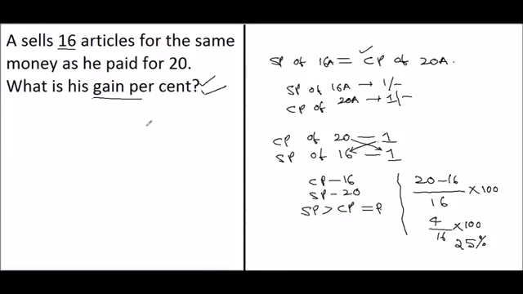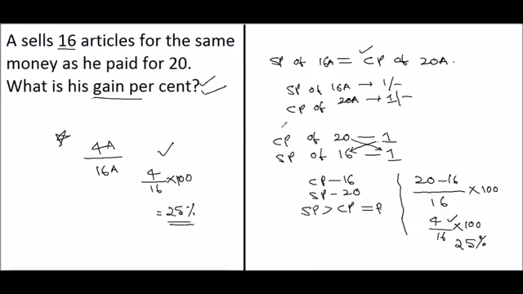What is the percentage of profit? Every time he is gaining the cost of 4 articles on selling 16 articles. Now profit percentage is 4 out of 16 into 100. Finally, this is the same. Now it is 25%. You have to go for the questions in this way. I suggest you this method.